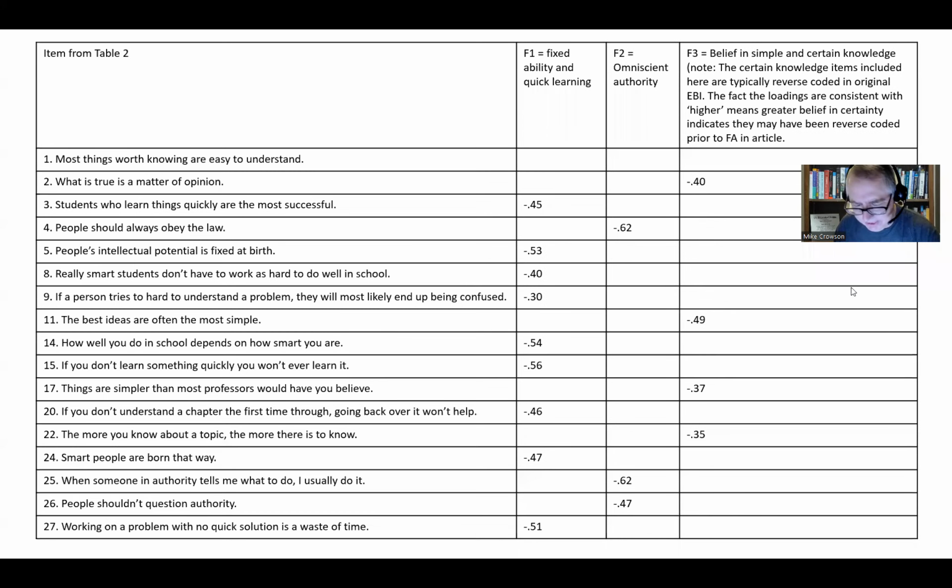Yeah, item 2 and item 22 are actually worded in the opposite direction. I think those would be reverse coded items in the original scale. There was no mention of any reverse coding, but for these items to be loading in the same direction as the simple items, it would seem that they would have had to have reverse coded these. So anyway, I'm going to make that assumption, and we'll call factor 3 belief in simple and certain knowledge.